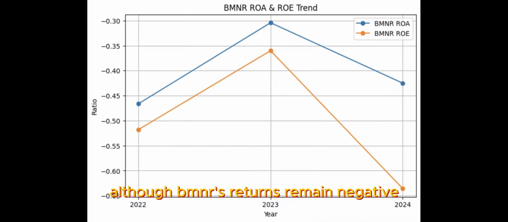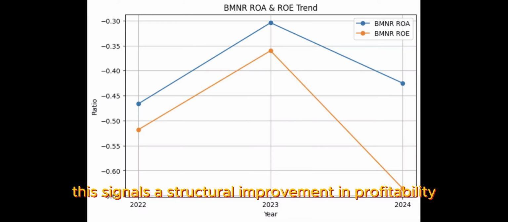Although BMNR's returns remain negative, they are rebounding from lows. Combined with positive cash flow, these are signs of structural improvement in profitability.